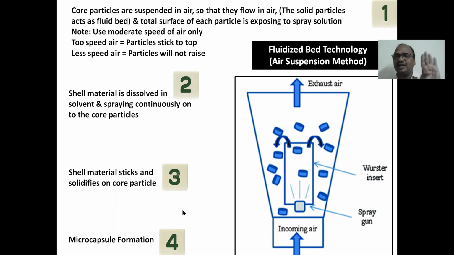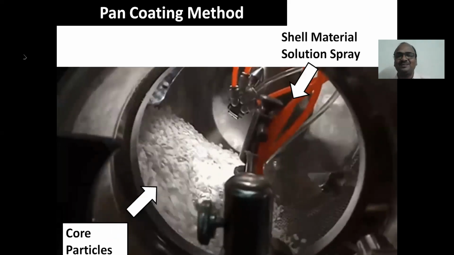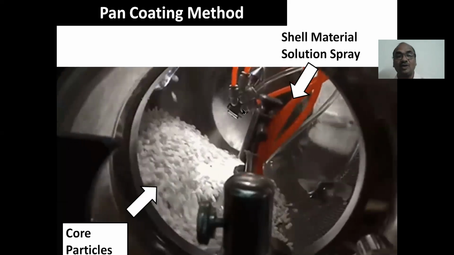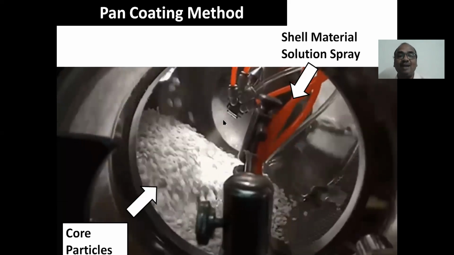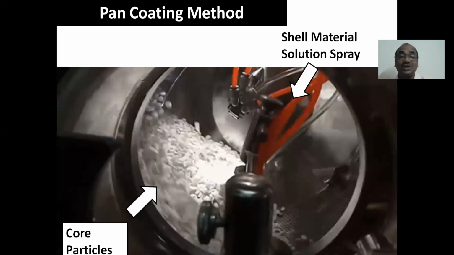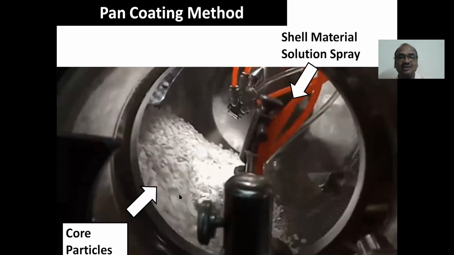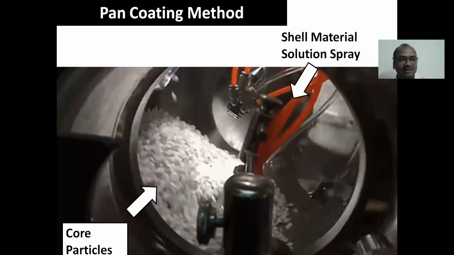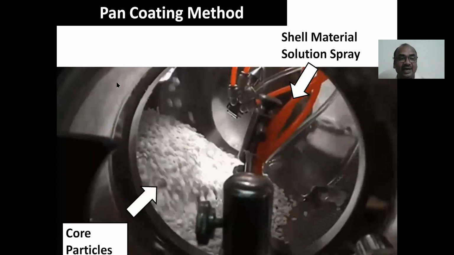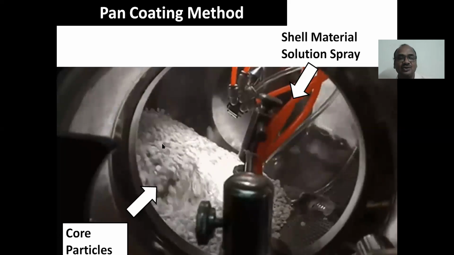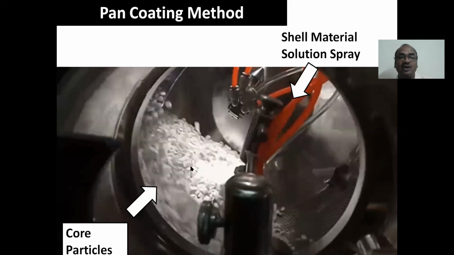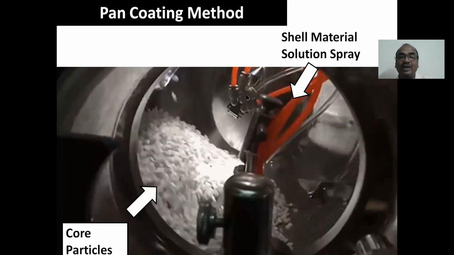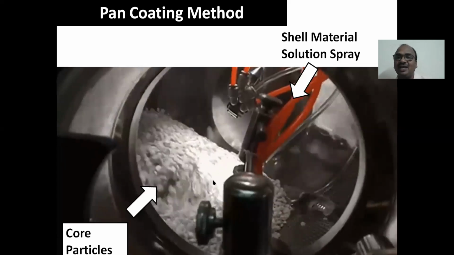There are 4 steps: you are suspending the particles in air, that is a fluidized bed, and you are coating by spraying. Now the pan coating method. This is also a spraying method only. Here you can see we are going to spray the shell material. On one side we are rotating core particles. All core particles are on a rotating pan. This is the pan, that's why it is called pan coating. While the particles are moving, the sprayed shell material gets deposited on the core particles.